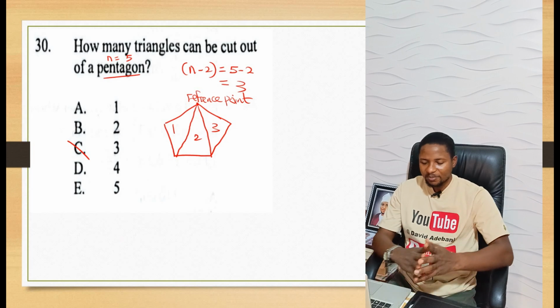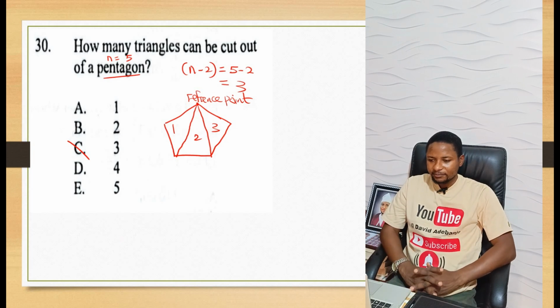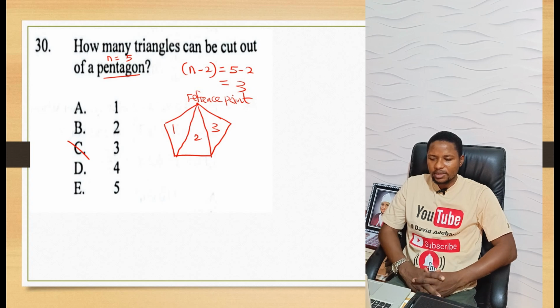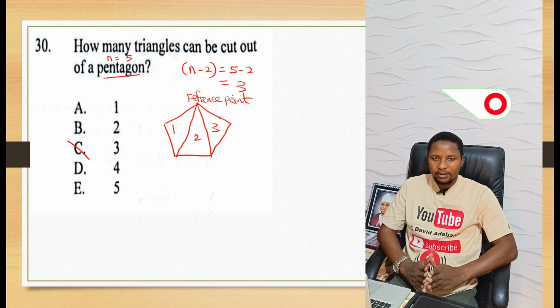I hope you enjoyed part 1 of the junior WAEC. 31 to 60 will come in the next video. Go through this, make sure you understand that you can't fail. B is not an option to my students.